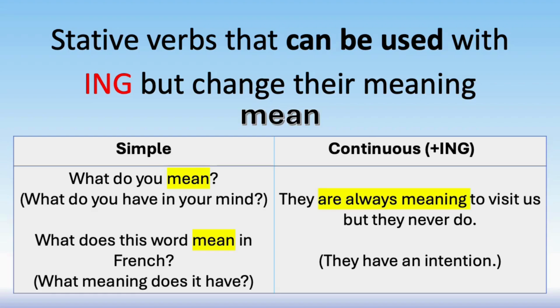Look at this example. They are always meaning to visit us, but they never do. In this case, the verb mean means they have an intention, they intend, they are intending to visit us. And if we use it with the word always, we want to emphasize some kind of irritation. So we are not very happy that they never visit us, right? So this is the only situation when we can use ing with the verb mean.